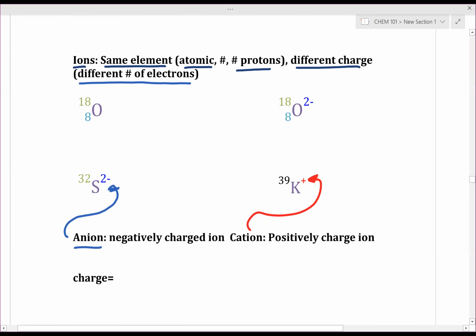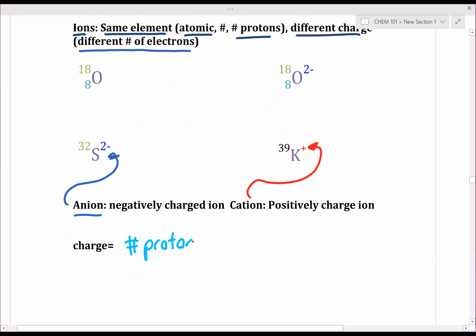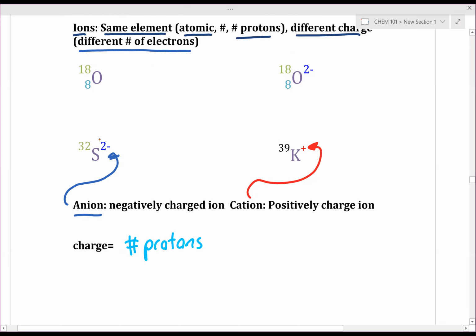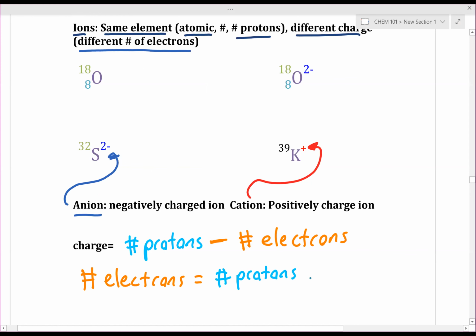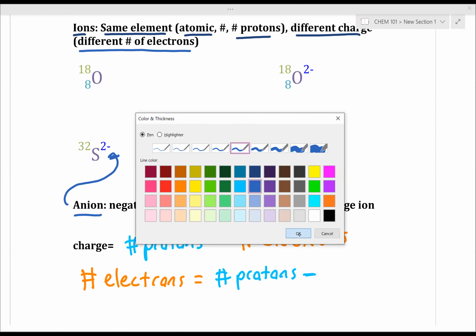To reiterate, for our charge calculations, the charge is equal to our number of protons minus the number of electrons. So then, if we rearrange this equation, since we can figure out the number of protons really easily, right? We can just look it up. So rearranging to solve for the number of electrons, we get the number of electrons is equal to the number of protons minus the charge.